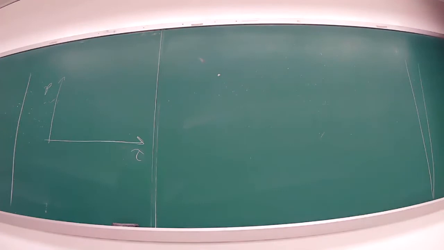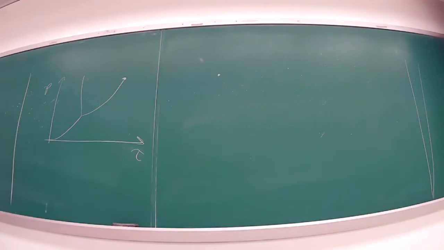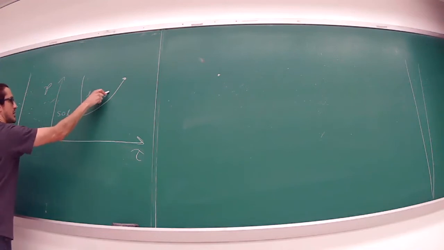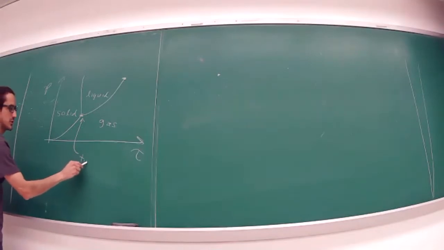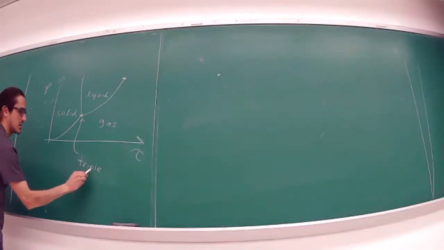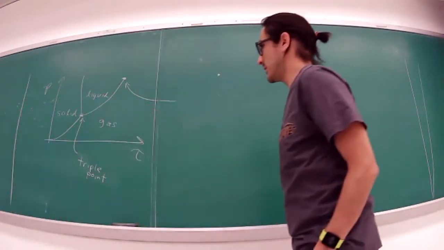And we looked at one in particular, the one for water, that looks kind of like this. We'll have a solid over here, liquid over here, and a gas over here. We looked at several definitions. This point is called the triple point, and all three states, solid, liquid, and gas, can coexist at that point. This point over here is called the critical point.